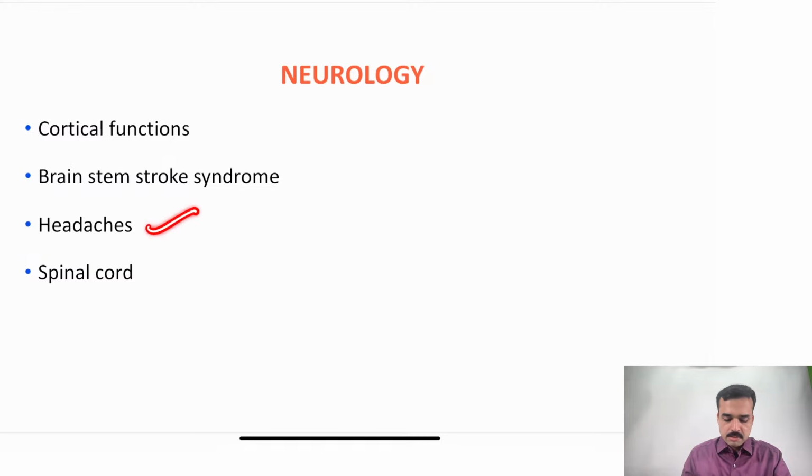Brainstem stroke syndromes, as always, evergreen. Headaches, spinal cord, these are areas where they generally focus.